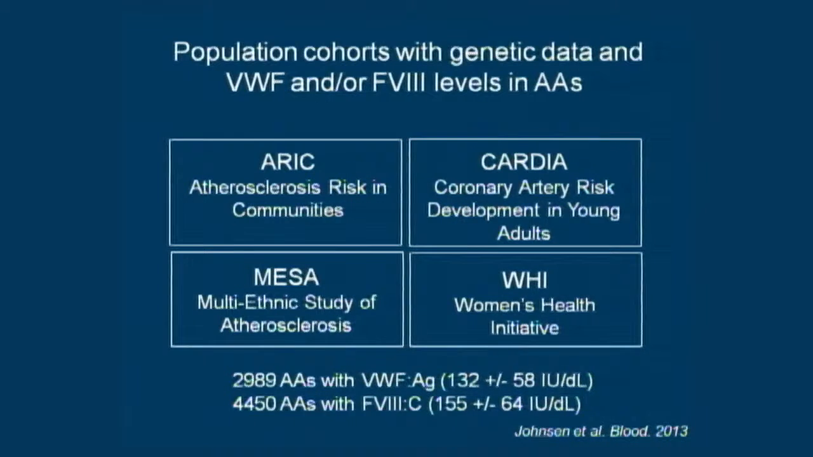So in this cohort, there were nearly 3,000 African Americans who had a von Willebrand factor antigen level, and about 4,400 that had a factor 8C activity by one-stage assay. And you can see here's the average, 132 and 155. These are a little bit higher than their European American counterparts, which is consistent with what was previously observed.